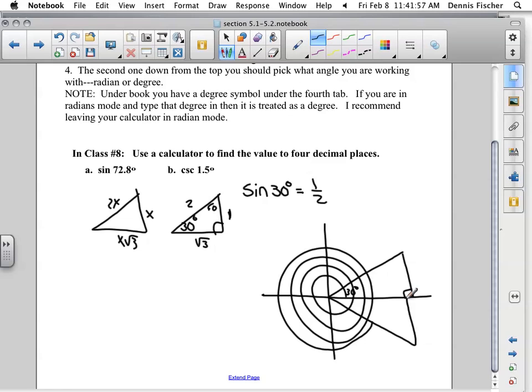Opposite over opposite, right? Look at my opposite side here. On the top one, my opposite side is above the x-axis. On the bottom one, my opposite side is below the x-axis. Below the x-axis, what can you tell me about it? Negative. That's why I got negative 0.998.